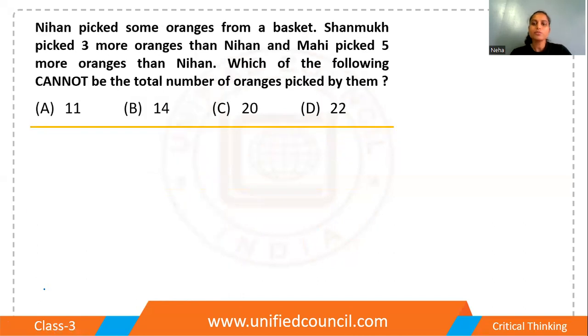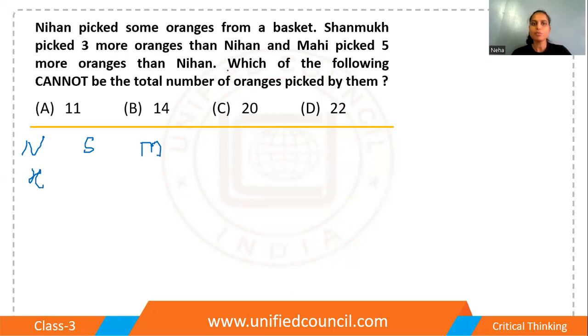Okay, let's move to the next question. Here is the next question on the screen. Nihan picked some oranges from a basket. Shanmukh picked 3 more oranges than Nihan and Mahi picked 5 more oranges than Nihan. Which of the following cannot be the total number of oranges picked by them? So there are 3 persons: Nihan, Shanmukh and Mahi. Let's suppose X oranges are picked by Nihan.